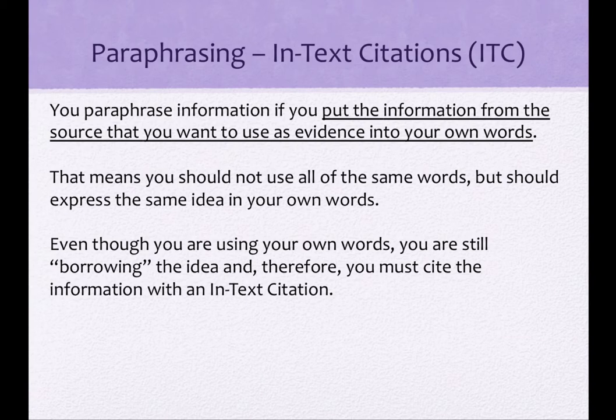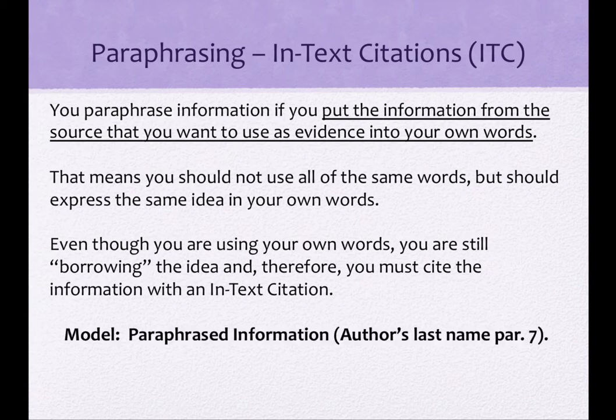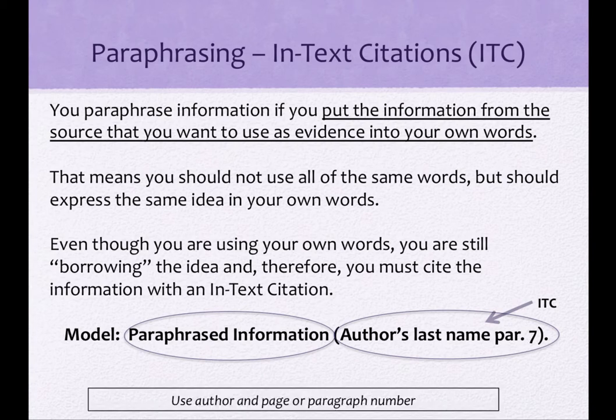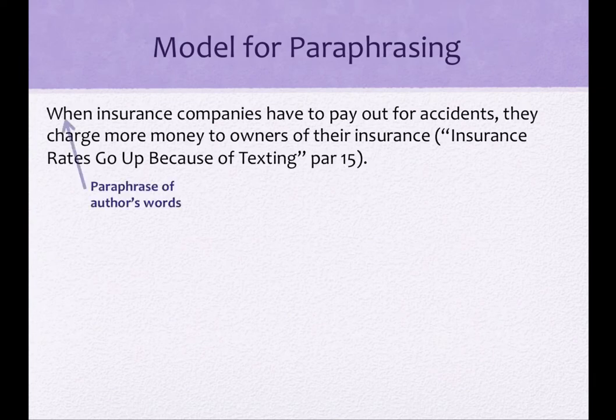Even though you're using your own words, you're still borrowing the idea, and therefore you must cite the information with an in-text citation. Here's a model. You paraphrase the information. There are no quotation marks. There's the in-text citation, author's last name, paragraph or page number, and there's the end mark. Here's a model for paraphrasing. This is a paraphrase: When insurance companies have to pay out for accidents, they charge more money to owners of their insurance. And you can see the article it came from and the paragraph number.